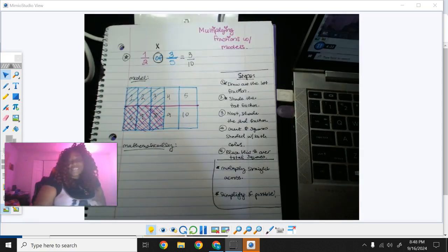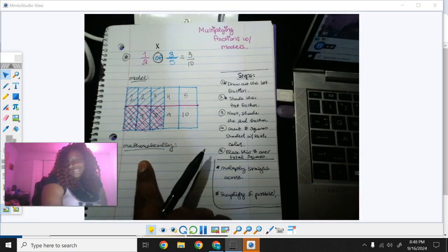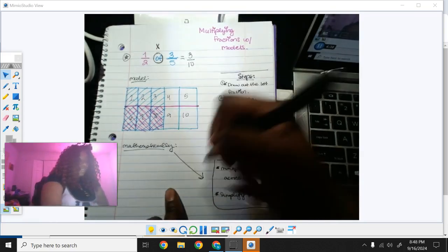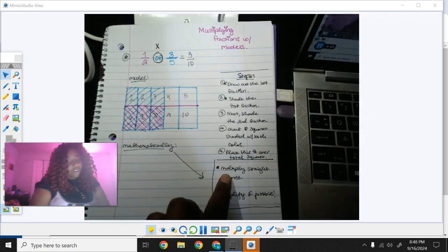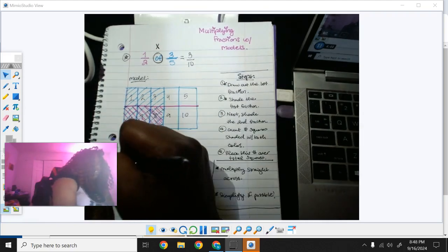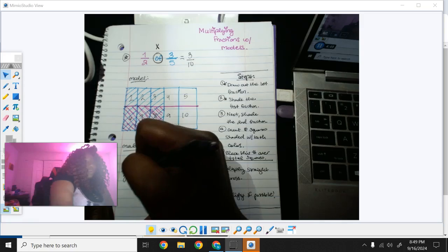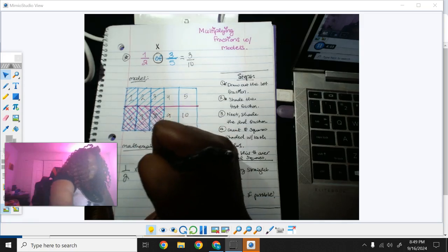All right, so let's double check it using the mathematical method. So for this, my steps are simply multiply straight across and simplify if possible. So I'm going to take 1/2 and I'm going to multiply it by 3/5.